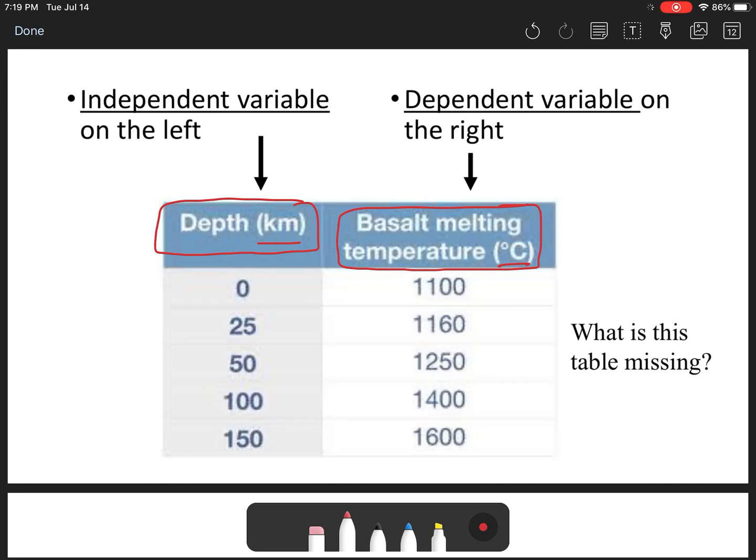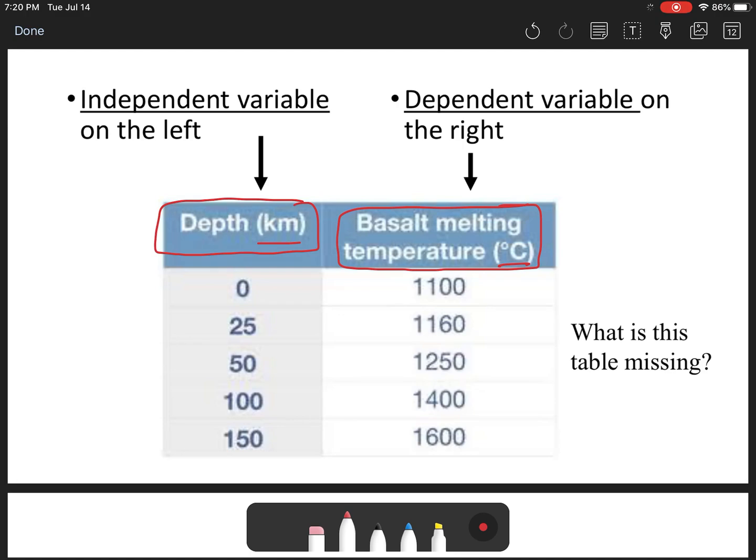The first column is always going to be your independent variable. That's going to be something that the researcher is going to change. Okay, so in this case, this researcher is looking at different depths. So he's going to change and determine at which depths does he want to test. And what he's trying to measure is the basalt melting temperature. So that's your dependent variable. So that's always going to go in the column to the right of your independent variable. So always, always, always put your independent variable first in that first column.